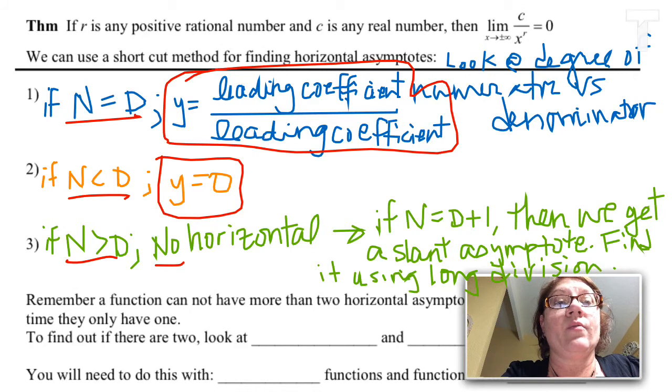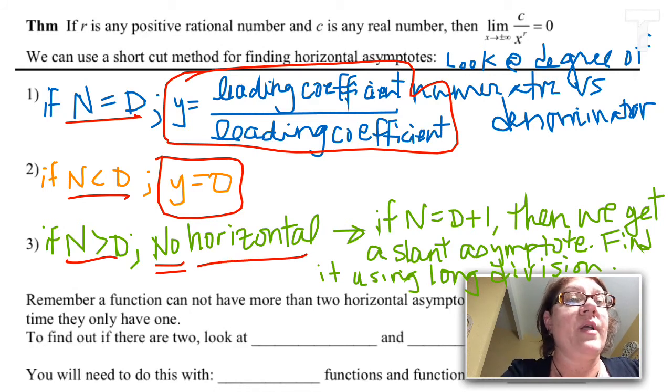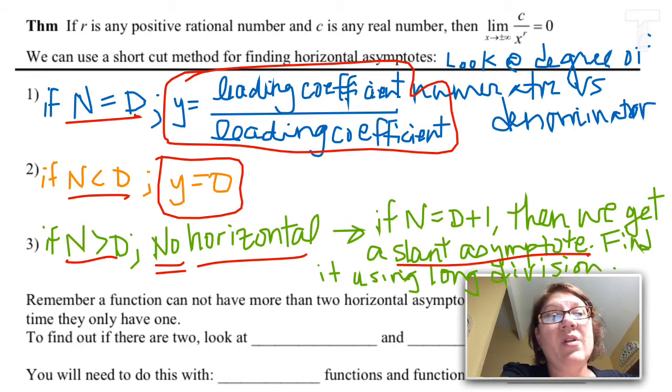don't get a horizontal. Now, if it's bigger by exactly 1, so let's say I have a 4th degree power on top and a cubic on bottom, then I will get a slant asymptote, which you can find using long division. Well, those will pop up once in a while. They're not a big deal. But you do need to remember leading coefficient over leading coefficient if they're equal, y equals 0 if it's less than, and that there's no horizontal if the degree of the numerator is bigger.